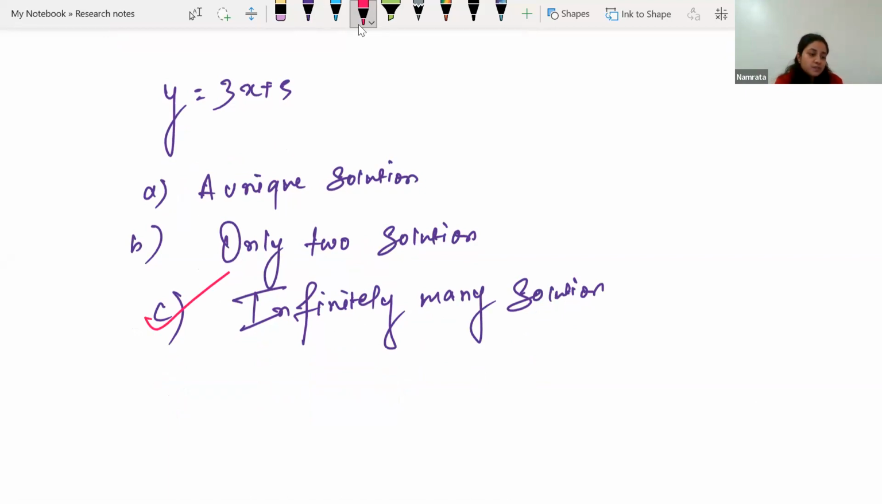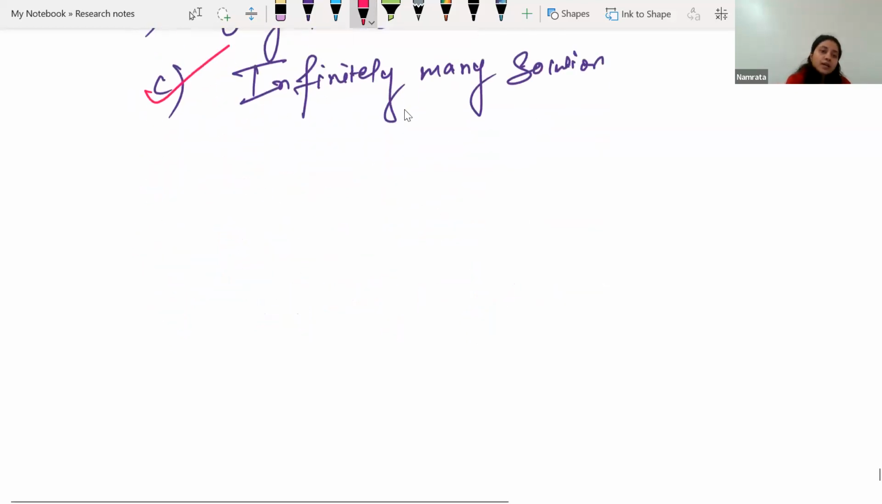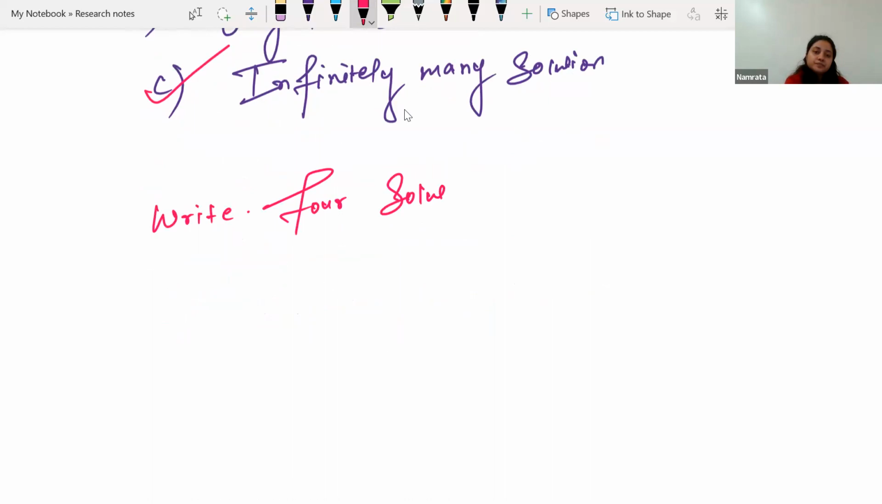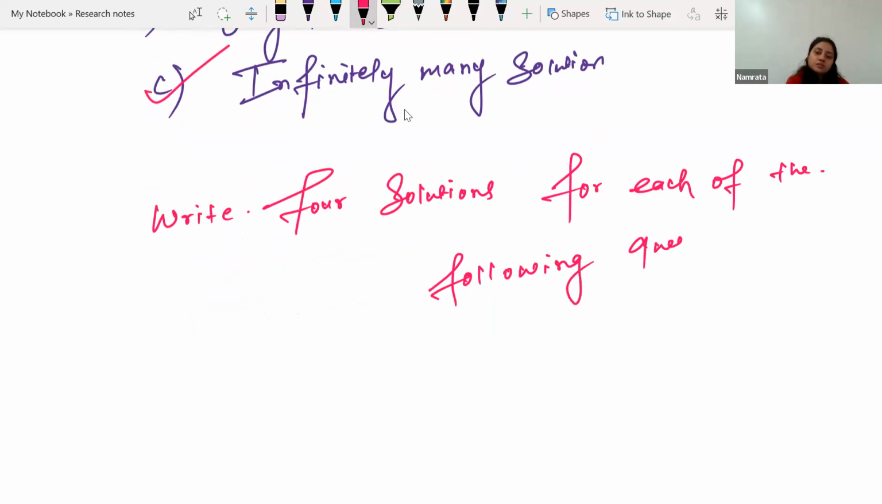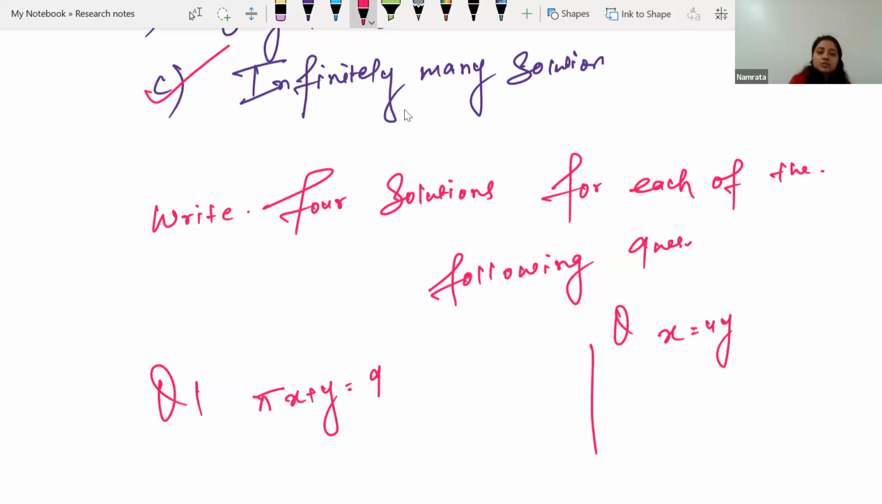Now the next one is: write four solutions for each of the following questions. Okay, so I am going to take a few, that is pi x plus y is equal to 9, and the other one is x equals 4y. This is question number 1, this is question number 2.